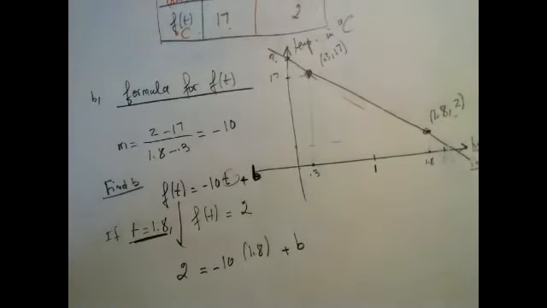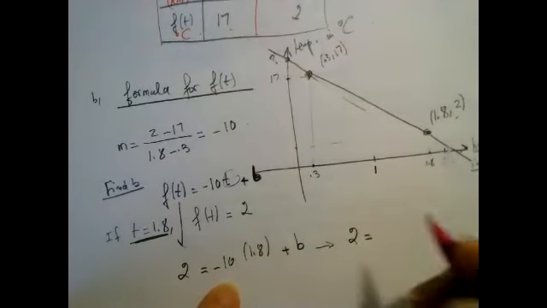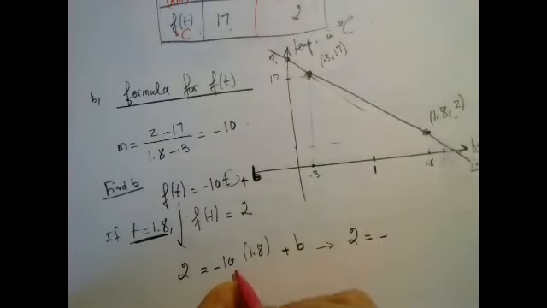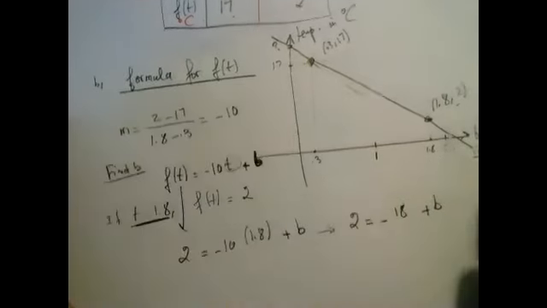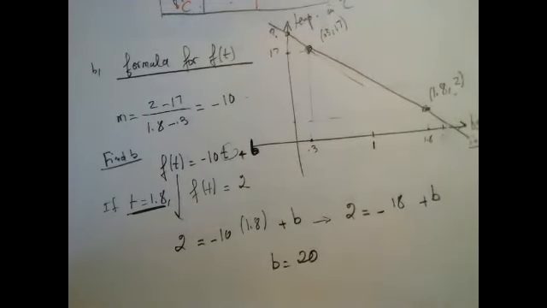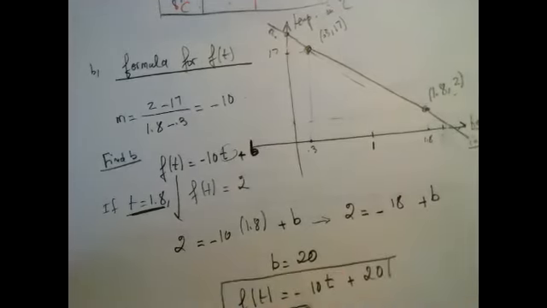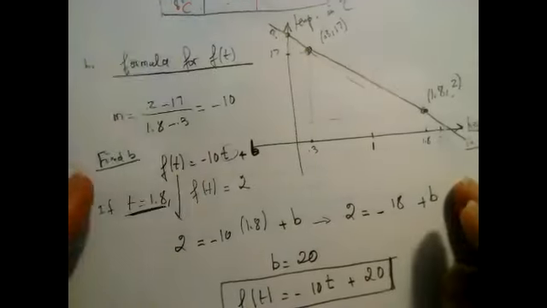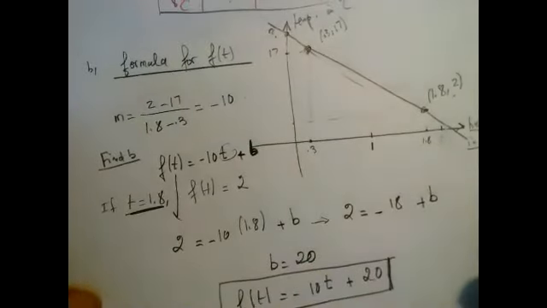So basically I'm finding the equation of this line. You can use any form you want. So it's gonna give me 2 equal, and if I multiply this, minus 18, plus B. So this will give me B equal to 20. So the formula will become F of t equal minus 10t plus 20. You see the B is not 17 because the B is what happens when t equals 0. It's not 17 in this case. So be very careful with that.